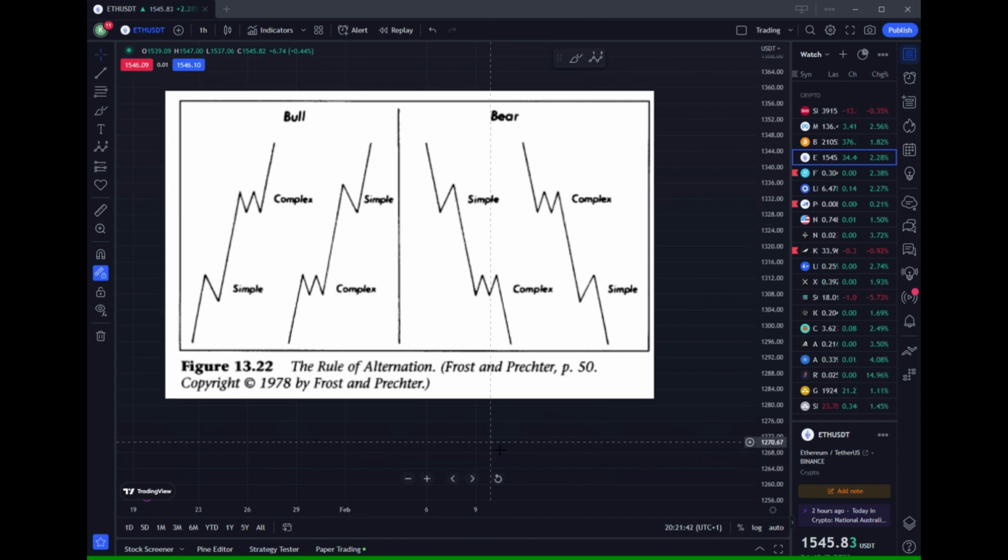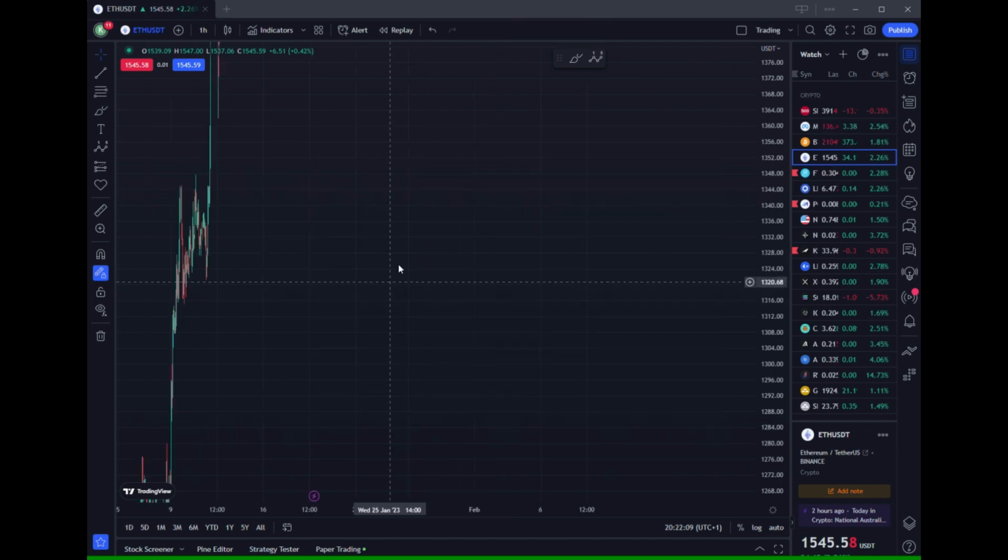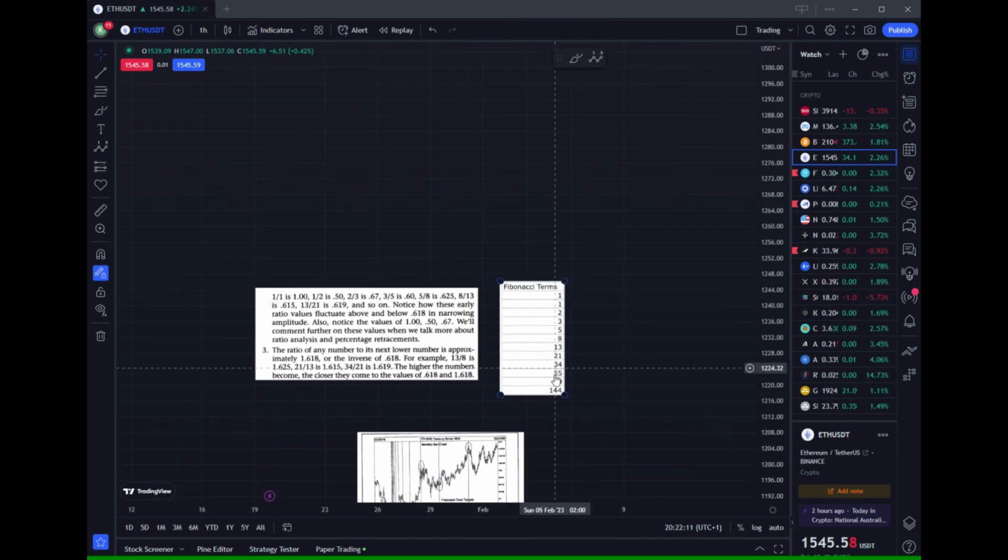Now, I already mentioned this about simple and complex patterns. So basically, this is going to be about the rule of alternation as well. What you can see is just a 1, 2, 3, 4, 5, a 5-way movement. But it's unlikely that 2 complex patterns will occur in a single Elliott wave. Of course, when there are multiple, it could happen, but as you can see here, this is the ideal pattern. So it's going to be a simple or a complex and a simple. And in bullish or bearish, doesn't really matter.